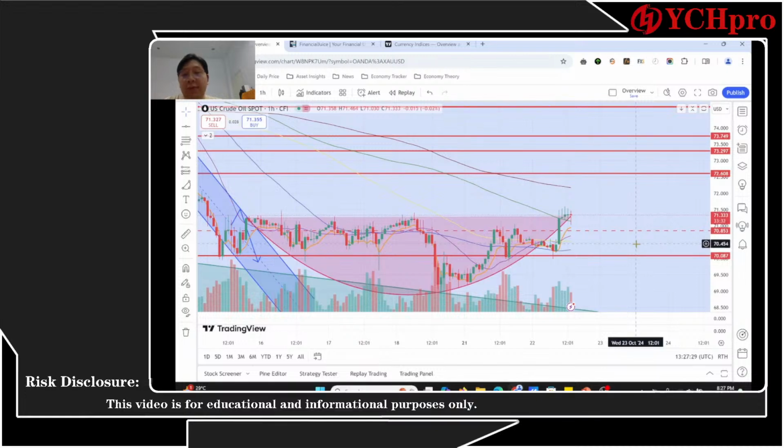What else can we do? If you guys have any questions, you could let me know, okay? So you can try to buy around these price actions and then put your stop losses around these price actions.